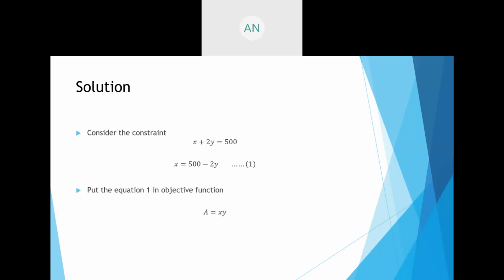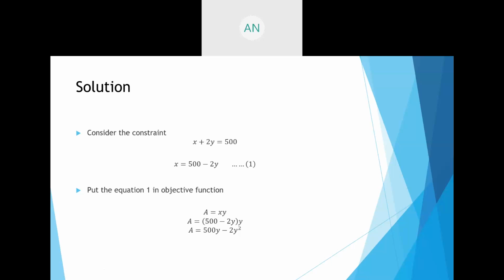Our objective function for area was area is equal to x into y. I'm going to put x is equal to 500 minus 2y here. So area becomes 500 minus 2y into y. If I expand it, it becomes area is equal to 500y minus 2y square. Now we are going to maximize this function. So that is our question now. So we have converted it into a single variable function.